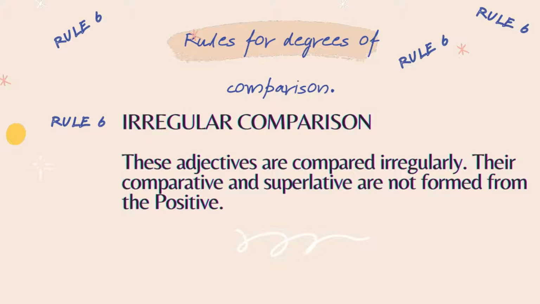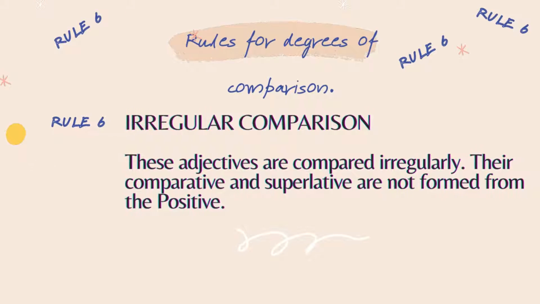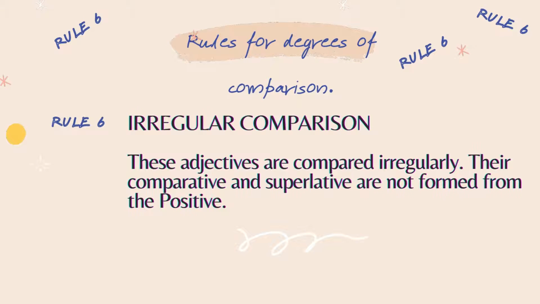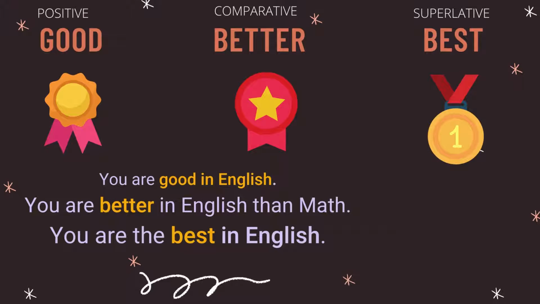Rule number 6 is for irregular comparison. These adjectives are compared irregularly. The comparative and superlative are not formed from the positive. First word is good. You cannot say good, gooder, or goodest. Instead, you should say good, better, and best.